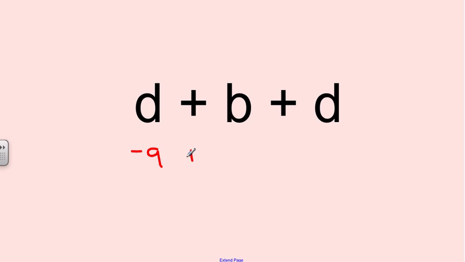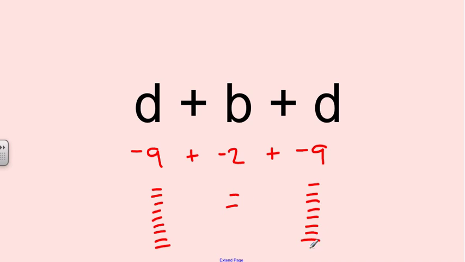-9 plus -2 plus -9. This would be 9 negatives, 1, 2, 3, 4, 5, 6, 7, 8, 9, and 2 negatives, and 9, 1, 2, 3, 4, 5, 6, 7, 8, 9. I want to make this an even 10, so I'm going to take this here and take that there, so I have a total of 20 negatives.